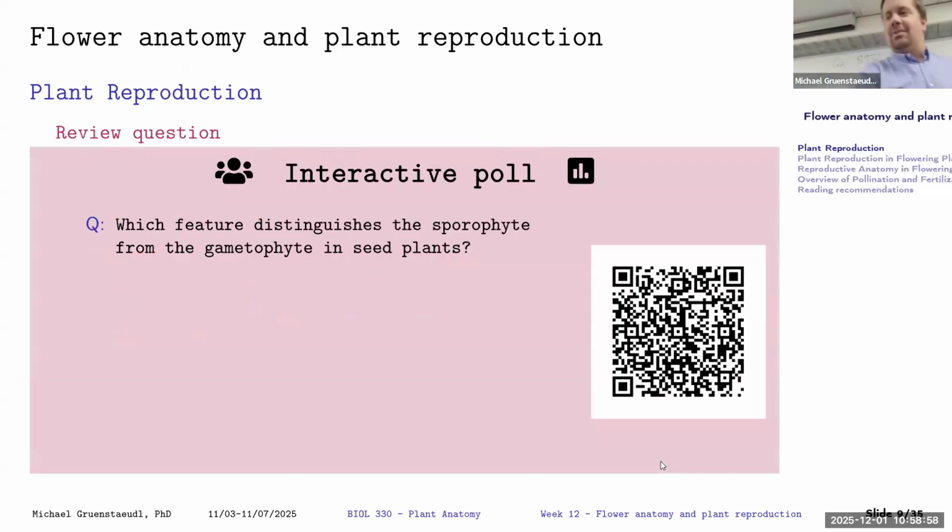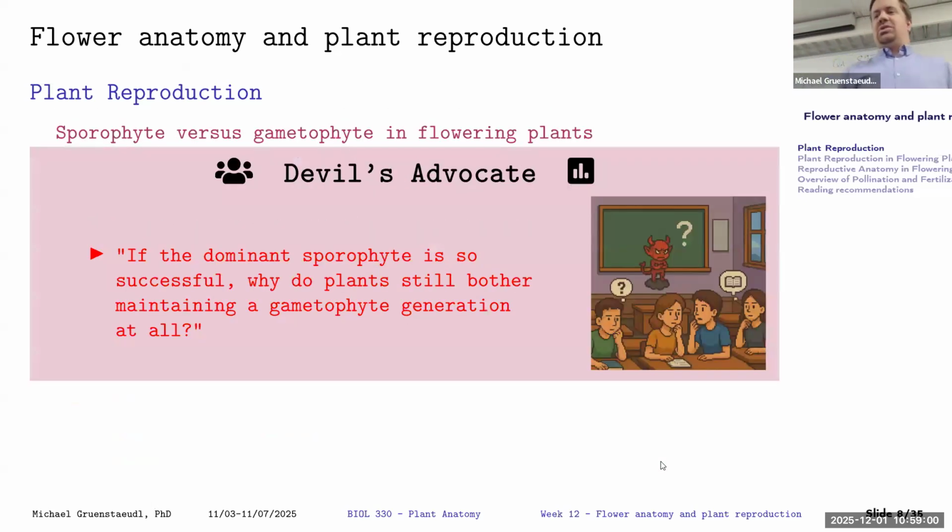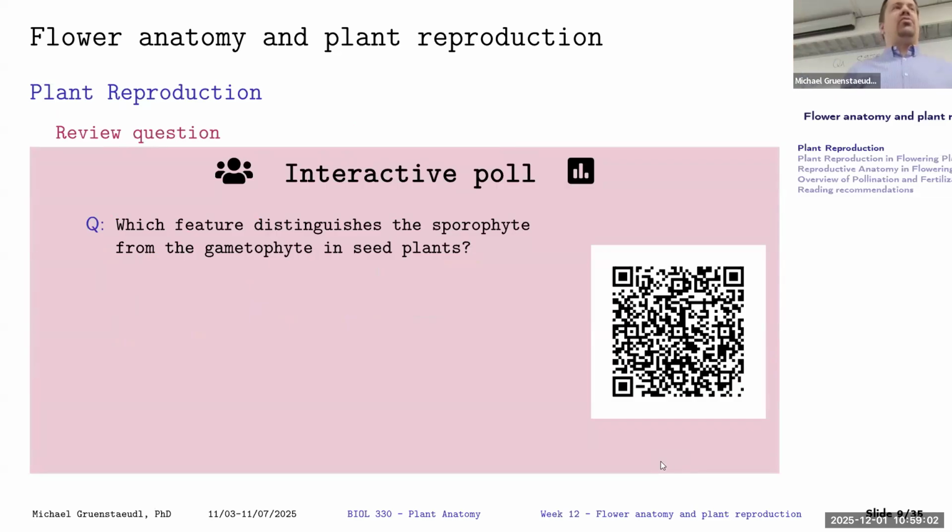All right, with that, this was our little introduction to plant reproduction, to set the stage and remind you of the different phases and what is a gametophyte, what is a sporophyte. Can you help me with a few clicker questions here? And then we actually jump into the flower itself. We'll look at the anatomy of the flower.